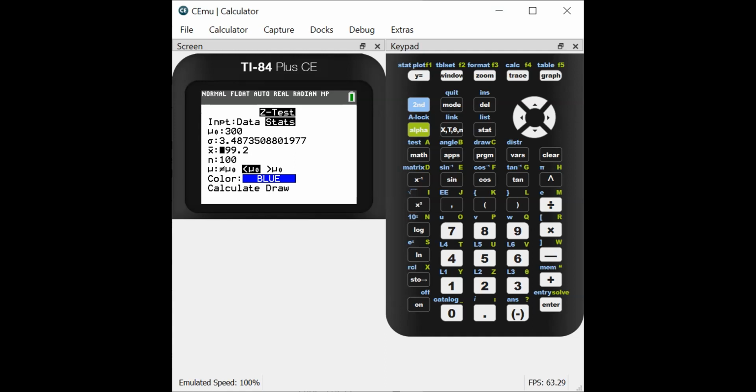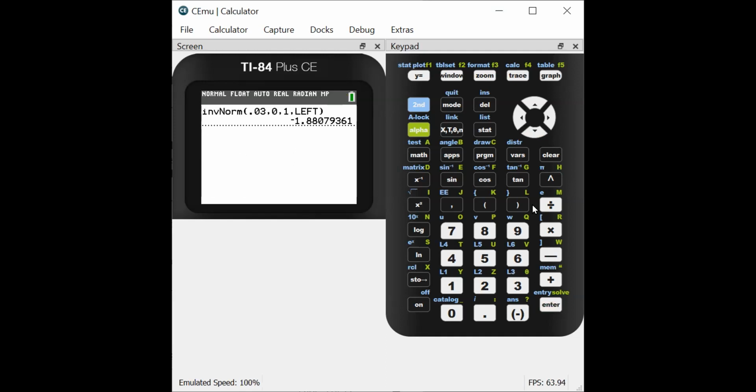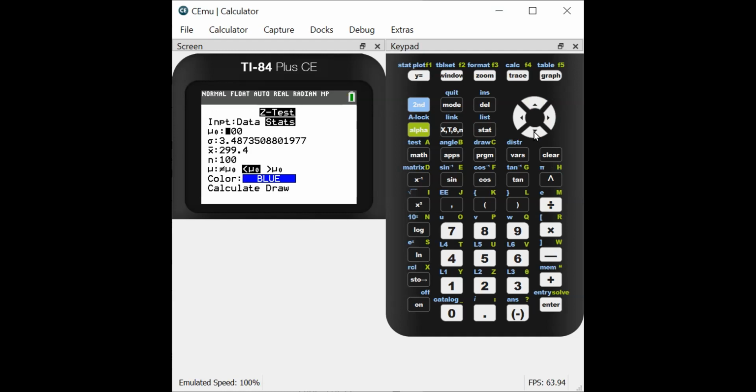Then what's my X bar? The 299.4, the sample mean they provided. Then you press enter. And what's my N? Is it 100? Yes. Then what's the tail? Left tail, two tail, or right tail? Left tail test. Very good. Then you press calculate. Down, enter. Okay, good. Yes, that's how we get the negative 1.72.